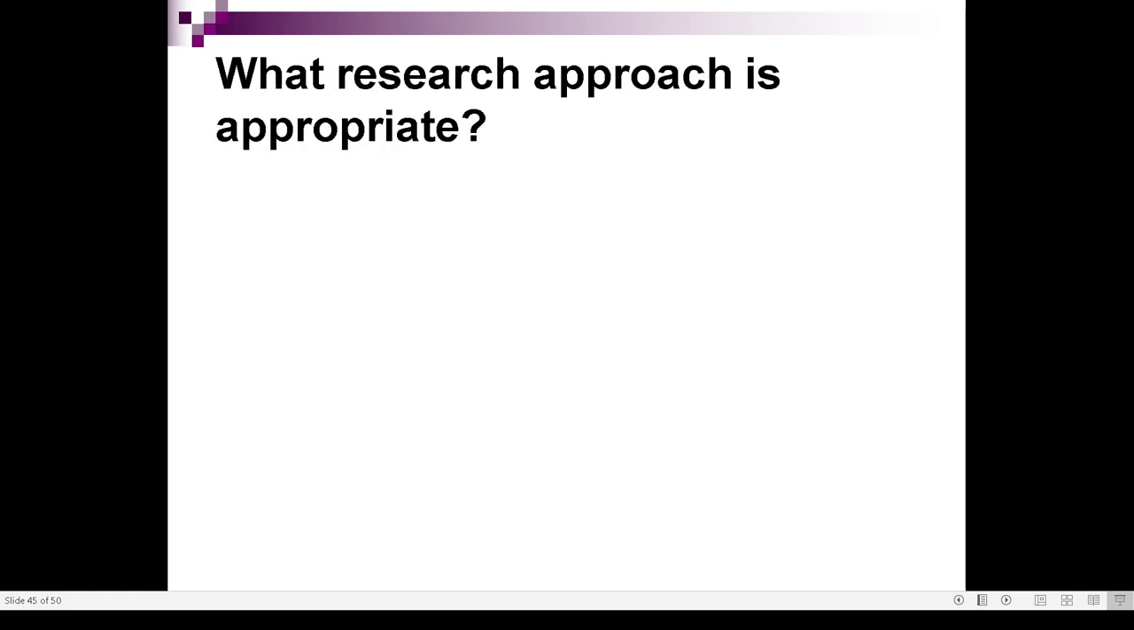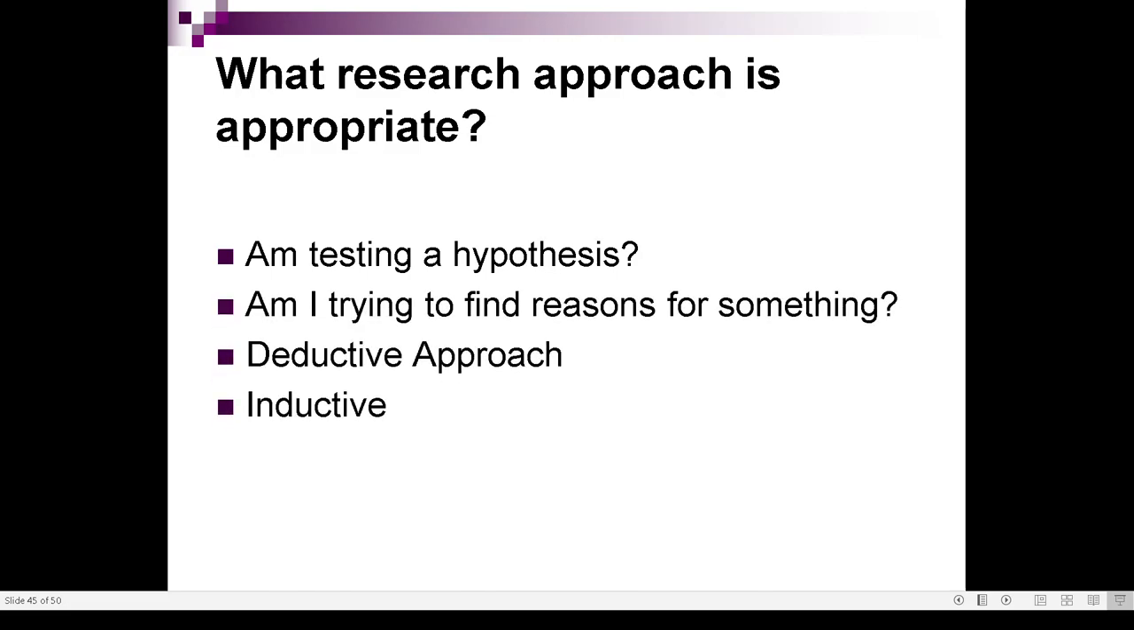Next, what research approach is appropriate? Depending on your statement or your approach, let's have this one. Am I testing a hypothesis? If it is a hypothesis that you are testing, of course you base your approach on how you are going to test your hypothesis. If you are testing a gadget or innovation, you base your procedures and methods on how you are going to test a project. You can use a modified waterfall method or waterfall method, things like that.